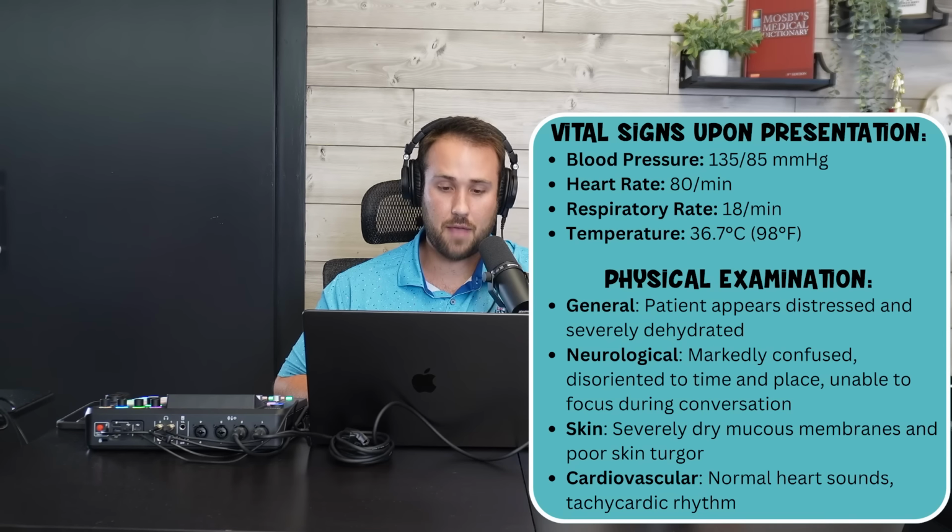Past medical history, unremarkable, healthy young guy. Vitals: blood pressure is 135/85, heart rate is 80, respiratory rate is 18, temp is 36.7 Celsius. For his actual exam, general: patient appears distressed, severely dehydrated. Neuro: markedly confused, disoriented to time and place, unable to focus during conversation. Skin: severe dry mucous membranes and poor skin turgor. Cardio: normal heart sounds, tachycardic rhythm.